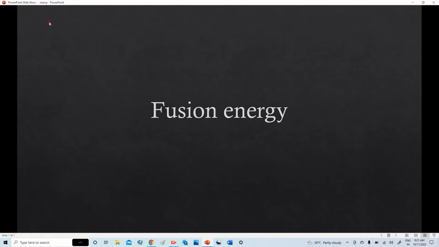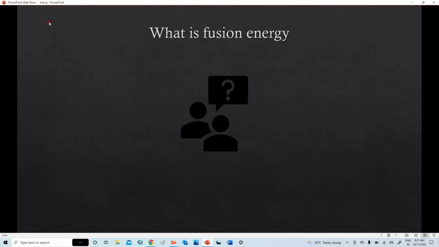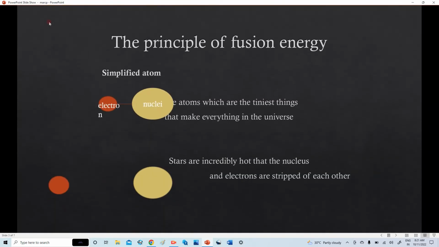Now, there is one way of making energy which also happens inside stars. That is called fusion energy. Let's see the process and how we can do it by ourselves. Now, you see that the principle of fusion energy is quite simple. Now, we have a simplified atom here.